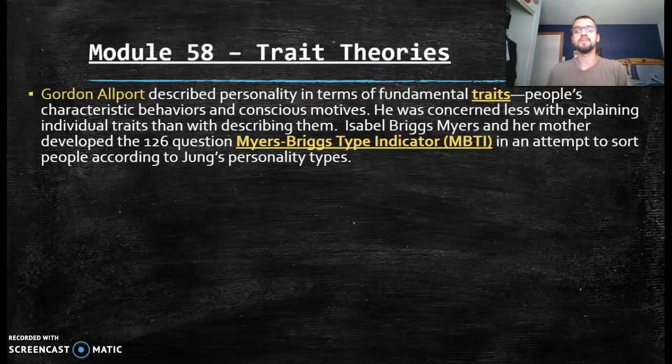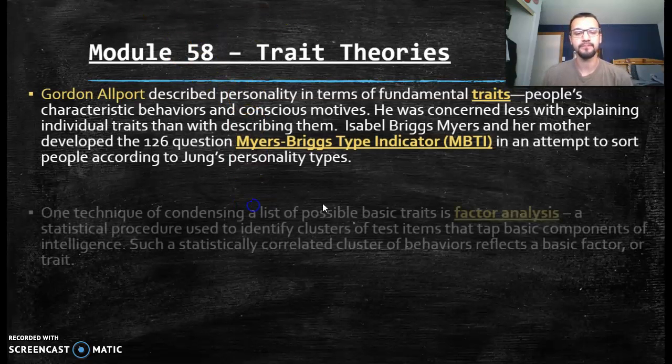So Isabella Briggs Myers and her mother developed the 126 question Myers-Briggs Type Indicator. This is a personality questionnaire and inventory that attempts to sort people according to Jung's personality types. Remember, Jung is a follower of Freud.